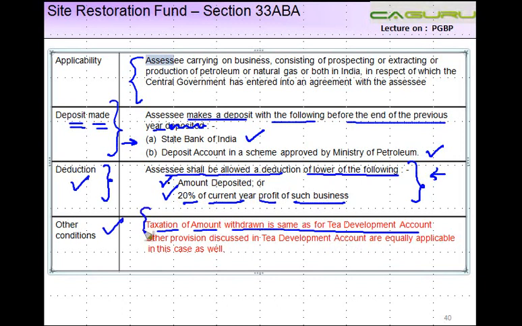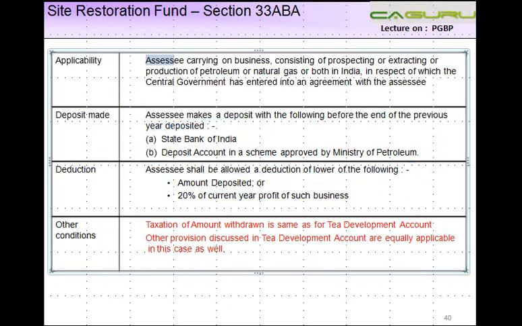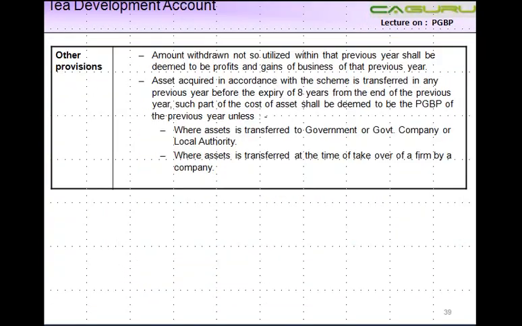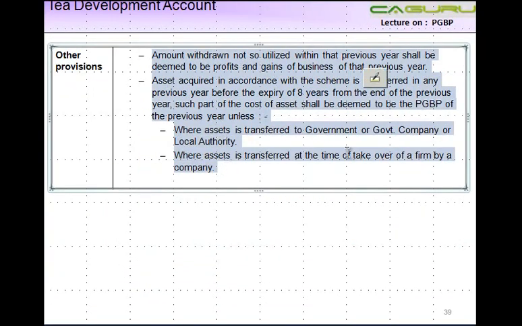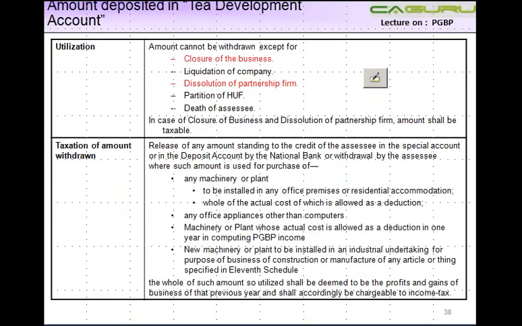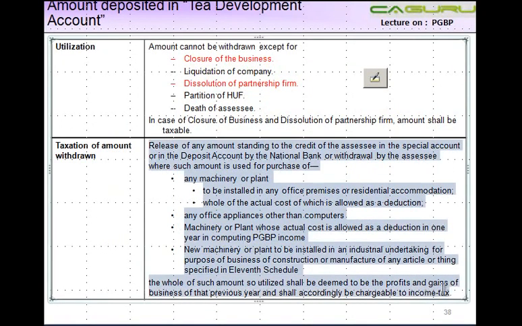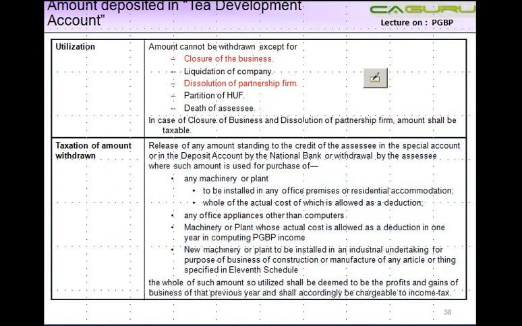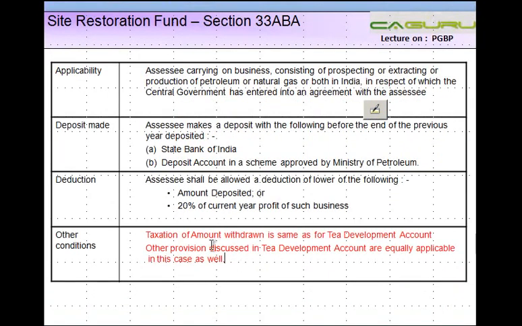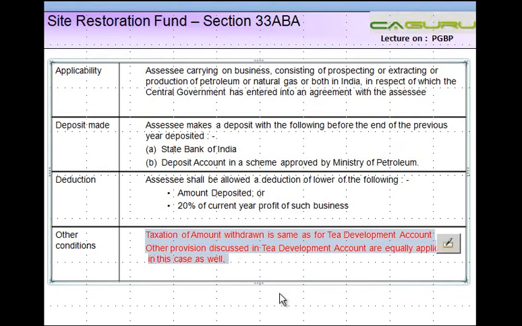And the taxation provisions are the same as that for the T development account. That is also highlighted in red, so you can just go back and refer to your notes. Other provisions which are discussed in the T development account, let me just go back and show that to you. So these other provisions of the T development account which are there in your notes, and these taxation provisions, equally apply to the Site Restoration Fund as well. This is what is mentioned in this part of it.